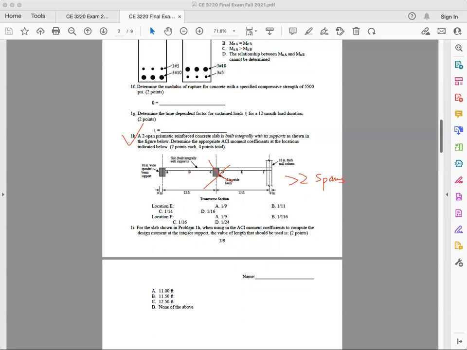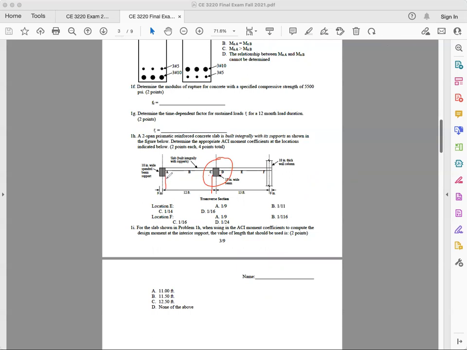For a slab shown in problem 1H, using ACI moment coefficient and computing design moment for interior support, the value of length supposed to be what? This is asking you to find a clear span. Where is actually a clear span? I'm finding interior support. Interior support is right here. Let me clear this up. Interior support is right here. So either C or D, okay? And I'm asking to find the interior length.